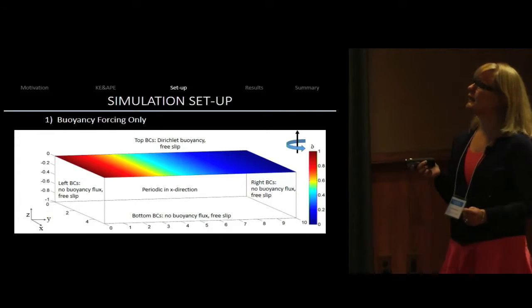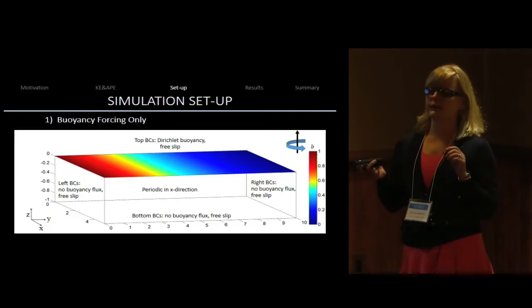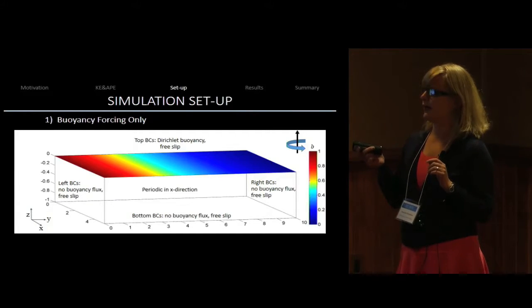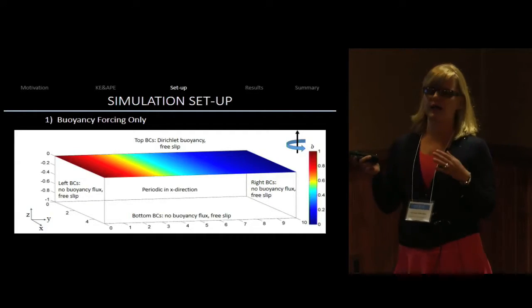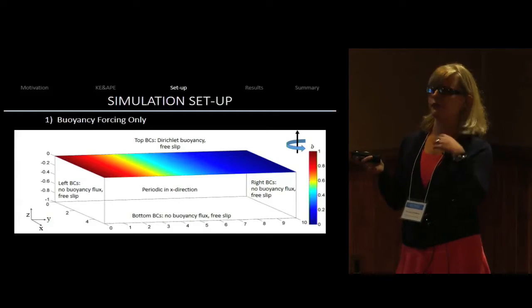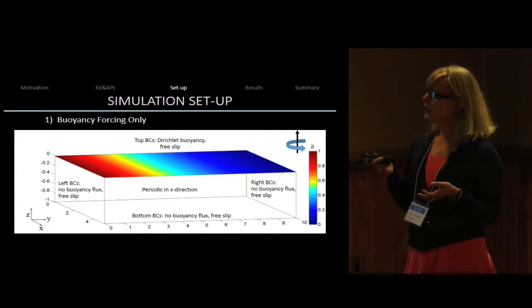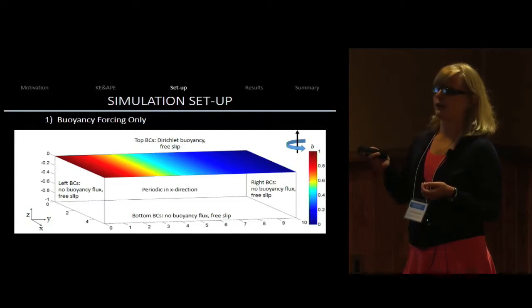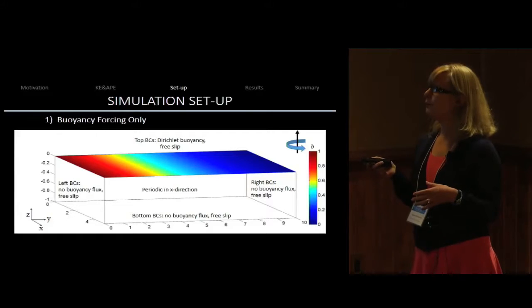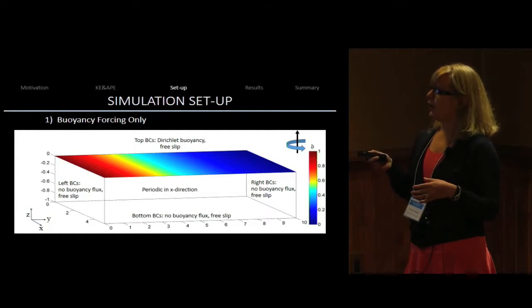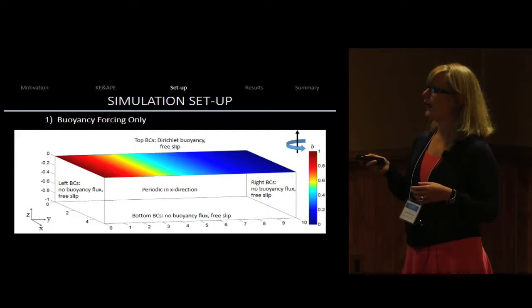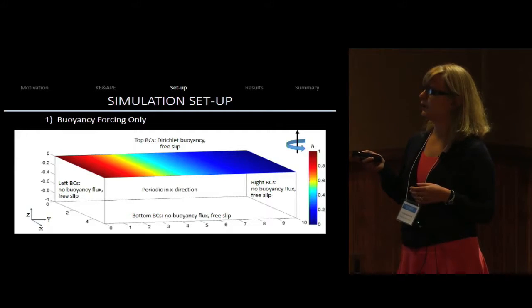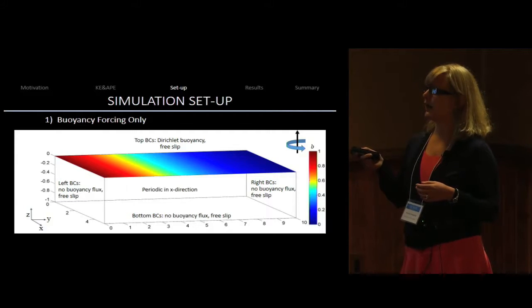So this is the setup. I have several runs. I have the control case where I only have buoyancy forcing, and then I apply to this basic case different types of wind forcings. So I have this box kind of domain. It's periodic in the x direction, to simulate that zonal channel. And I have walls on this side and this side and on the bottom. And I have free slip conditions on the top. And on top of that, I have this Dirichlet buoyancy or density distribution.